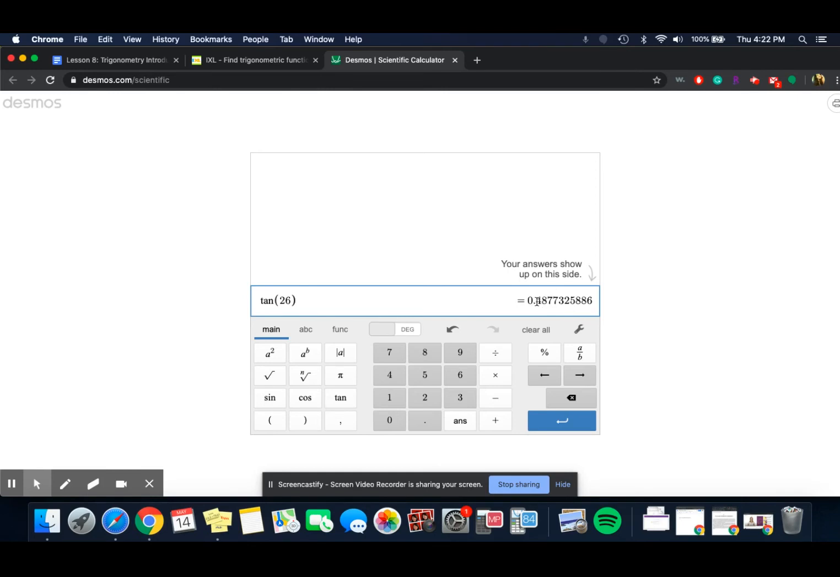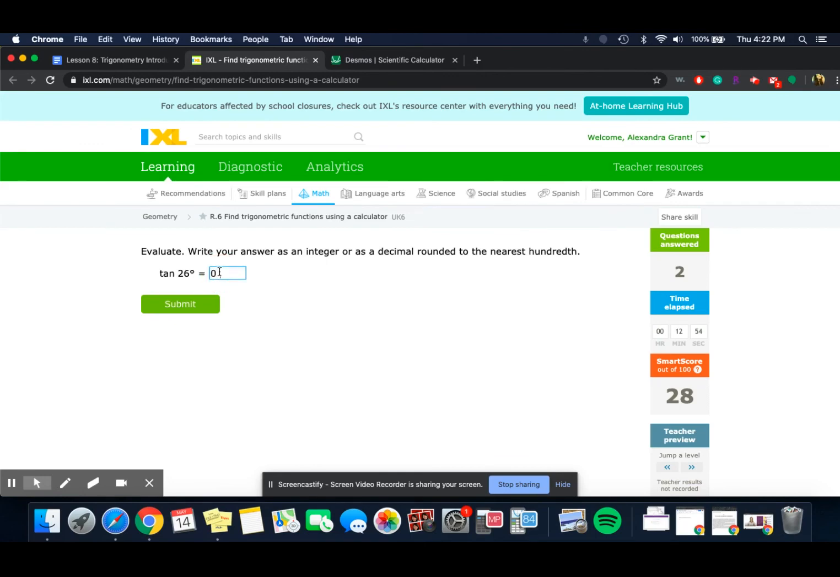Now, it asks for rounded to 2 decimal places, the hundredths place, which in this case, since our decimal is 0.487, we'd have to round it up to 0.49. And it's as simple as that. Some will ask for tan, some will ask for cosine, some will ask for sine. Just make sure that you pay close attention to the trig function that they want you to use and that you type in the correct angle measure as well.